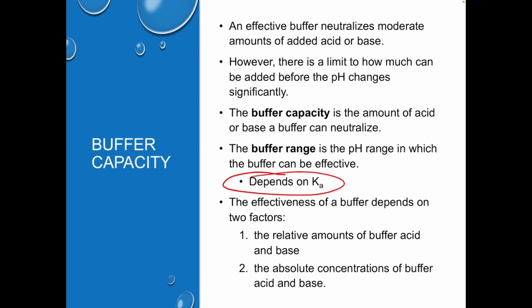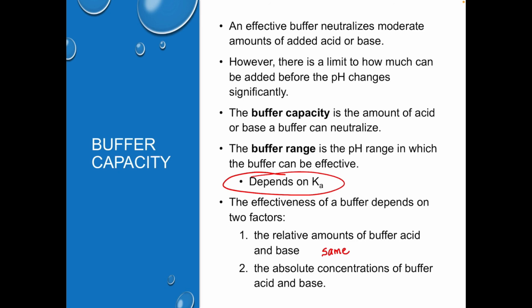And the effectiveness of our buffer depends on two different factors. One, the relative amounts of buffer acid and base. That means the amounts compared to each other. This is what I was telling you, that you want them to be the same a lot of times. There are instances where you would want them to be different, but a lot of times we want them to be the same so that they can absorb the effects of an acid or a base.